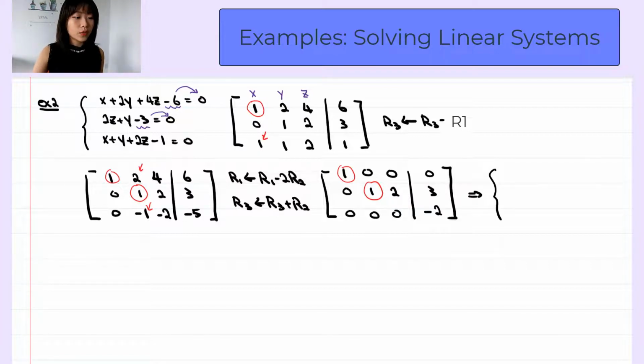From the first row, we get 1 times x plus 0 times y plus 0 times z equals 0. The second row, we have 0 times x plus 1 times y plus 2 times z equals 3. How about the third one? We have 0 times x plus 0 times y plus 0 times z. So the left-hand side is 0, but the right-hand side is negative 2. But 0 does not equal negative 2. So the solution to this linear system is no solution.